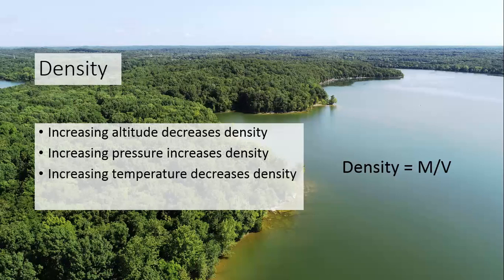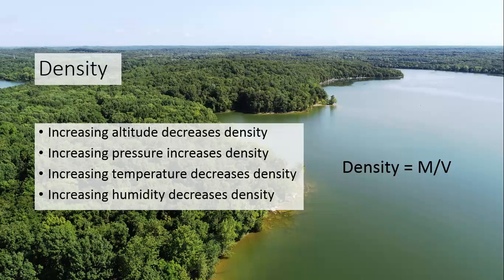Also, increasing temperature is going to decrease density. Temperature is really just another way of talking about the kinetic motion of the molecules in the air. If the temperature is higher, the molecules are moving a lot faster, which essentially means they're spread out. So in any given volume of air, there's just not going to be the same mass of molecules there. If you look at the equation on the right-hand side, if mass decreases, then density is also going to decrease.